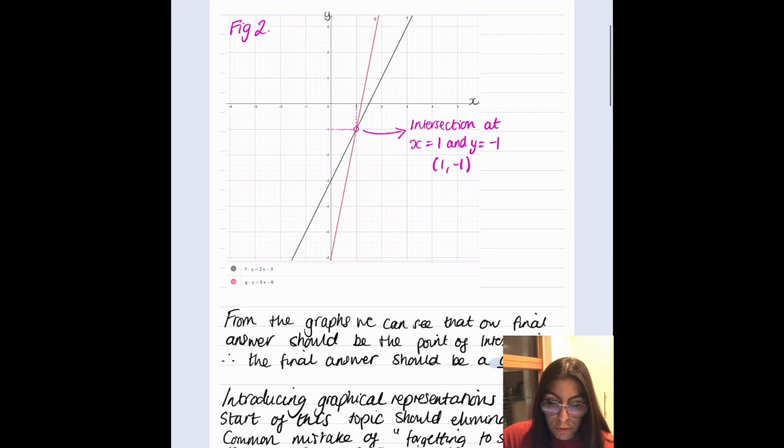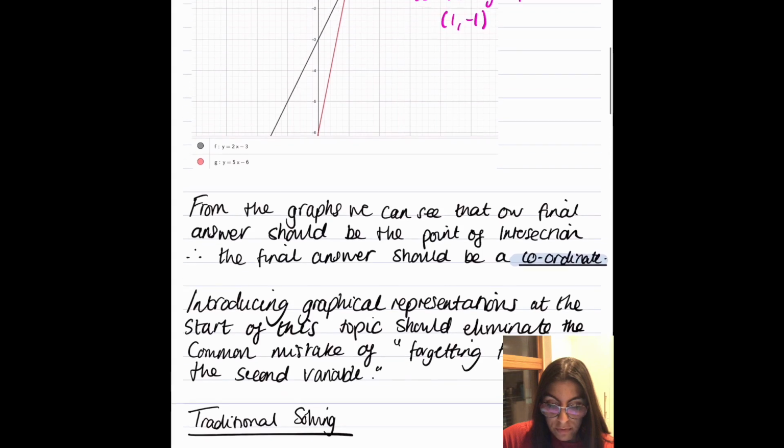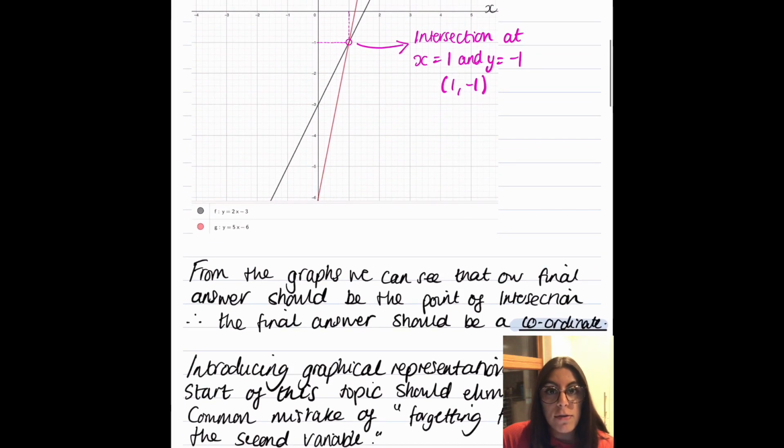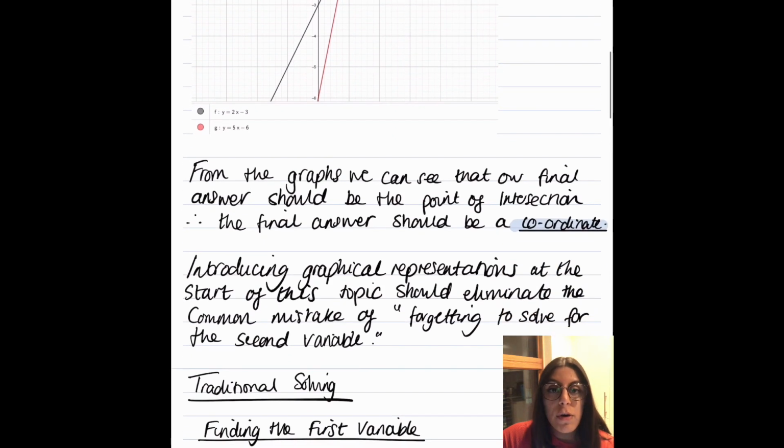So, a few notes from the graphs. We can see that our final answer should be the point of intersection, therefore our final answer should be a coordinate. And I think it is crucial that you are shown graphical representations right at the start of simultaneous equations, because it will help to enforce two things. So one, it'll help to remind you that you are working out two missing variables, because that's often a mistake that happens. People do half of the working out and then forget to work out the second variable. And it will remind you to set out your final answer as a coordinate, because that's what you're working out. You're working out the coordinate for where the two lines intersect.